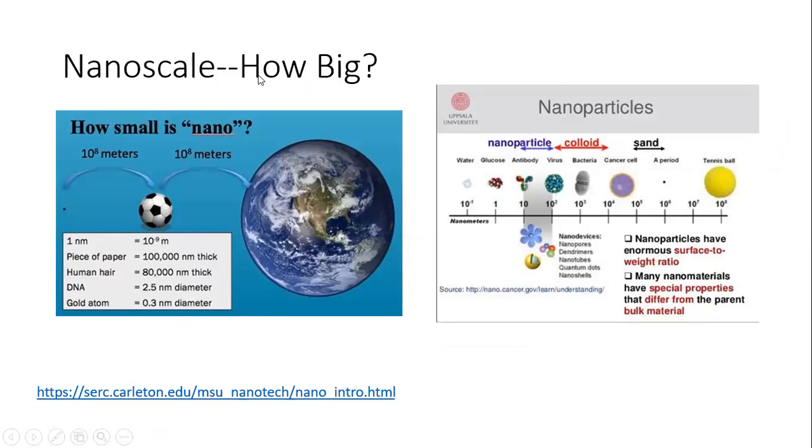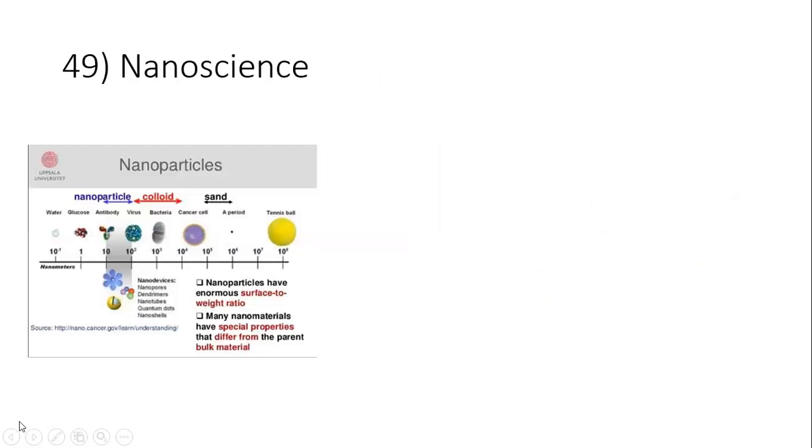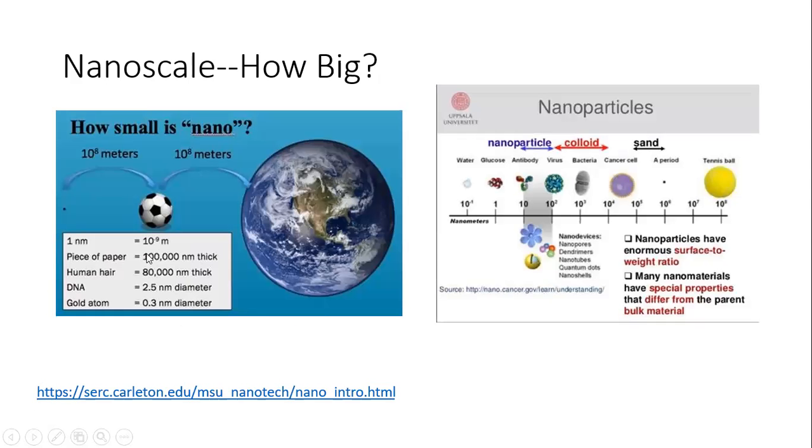Okay, nanoscale, how big? That's your nanoscale. Nano is 10 to the power minus 9 meter. So as long as it's between 10 to 100 nanometer, then it's nanoscale. That gives you the size: a piece of paper is 100,000 nanometer. Human hair is 80,000 nanometer. DNA is about 2.5 nanometer.